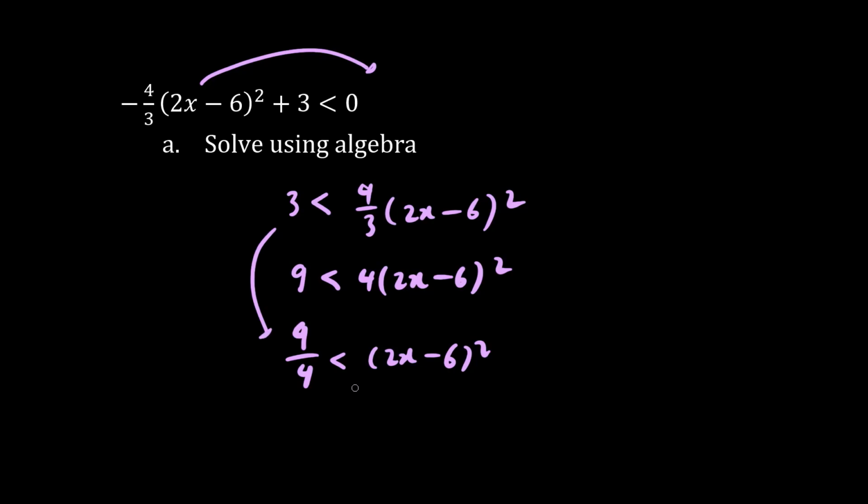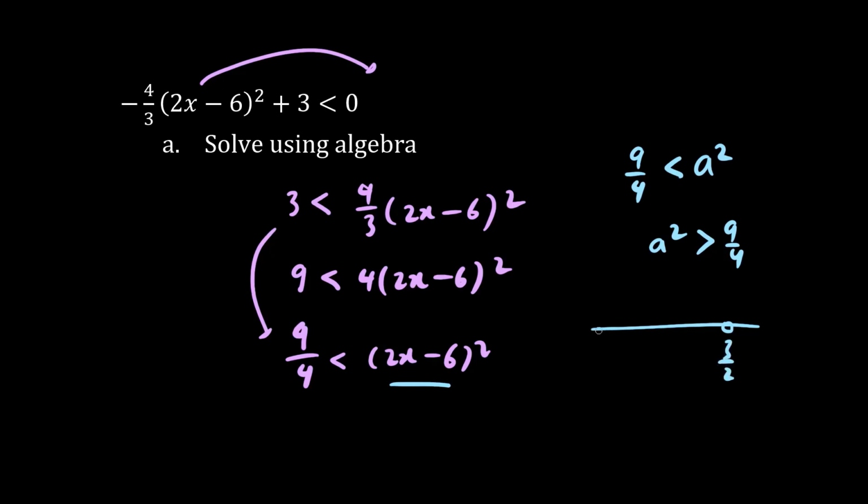We now take the square root of both sides. Notice the pattern here. We have a squared is larger than some number. Recall the pattern. When we have a variable squared is larger than some number, we think of the critical points. The square root of 9 over 4 is 3 over 2. We take the positive version and the negative version. And greater than means the solution region is away from the center.